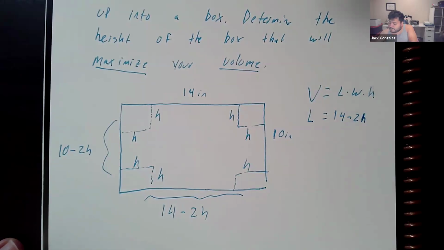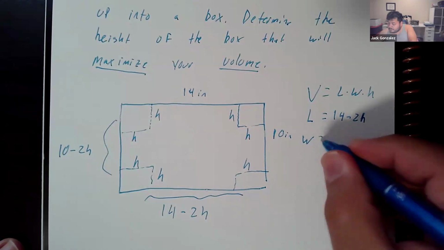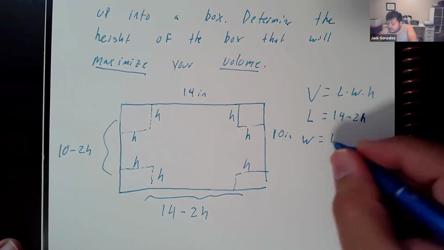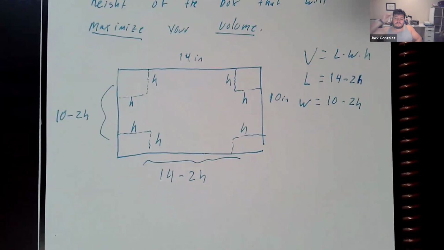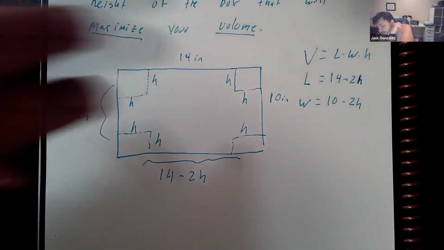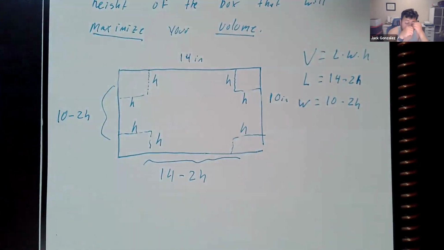Width is 10 minus 2h. Does that logic make sense? Before we go any further, do you see how we cut the corners and why we have these equations here? All right.